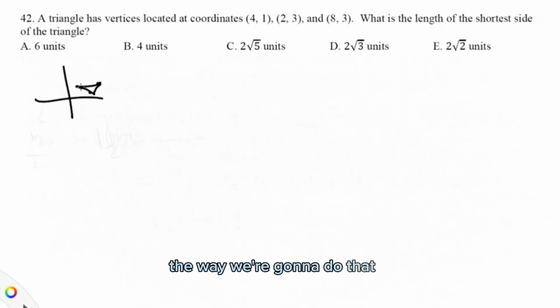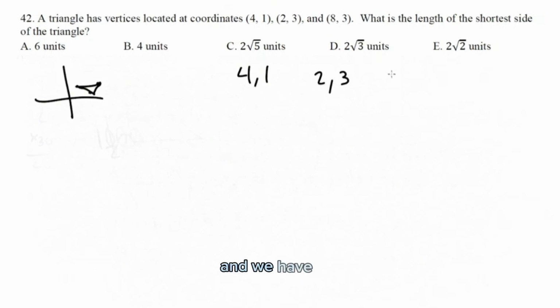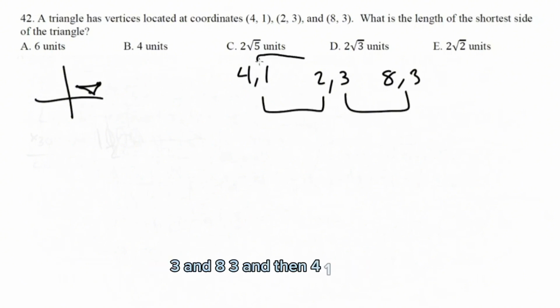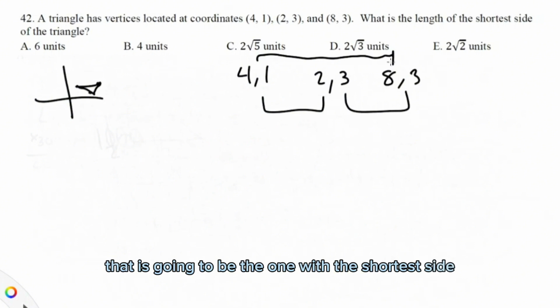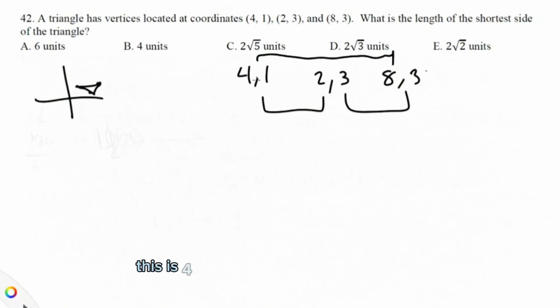The way we're going to do that is actually pretty simple. All you have to do is take the differences. So we have (4, 1), right? We have (2, 3), and we have (8, 3). Between each of these sides, so (4, 1) and (2, 3), (2, 3) and (8, 3), and then (4, 1) and (8, 3), you're going to find the differences of the x value and the y value. And whichever one has the shortest combined distance is going to be the shortest side. So in this case, this is (4, 1) and (2, 3).